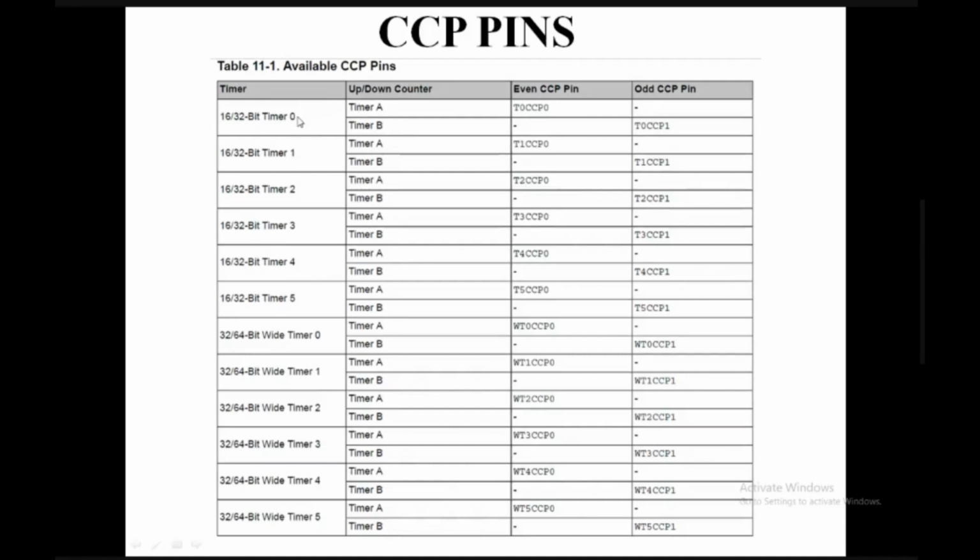When it is used independently, in timer 0, if timer A is used independently, there is one pin called timer 0 capture compare pin 0, and similarly timer 0 capture compare pin 1 for timer B. So each timer has 2 capture compare pins. If one is used as a capture pin, the other can be used as a compare. Compare pins can be used to produce PWM. Capture pins can be used for measuring the PWM.